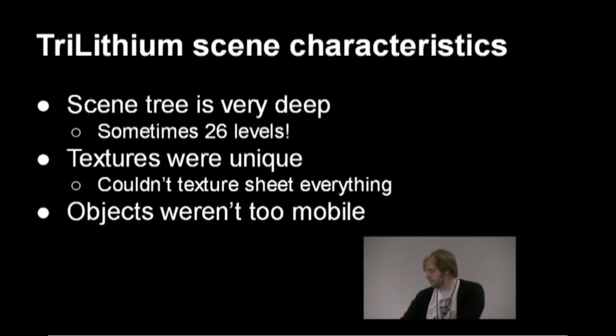Another thing that was characteristic of our scene was the objects themselves weren't too mobile. So that means that really the only time stuff would start moving is when you had user input. And we also had a requirement that some areas needed to be clipped to some bounding area. So with that in mind, what did we do?